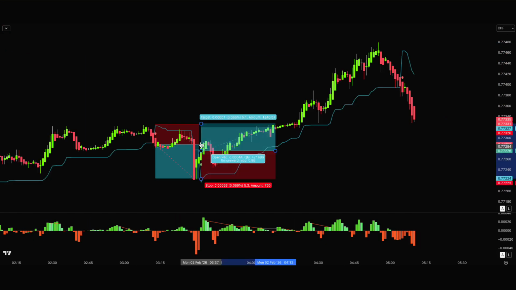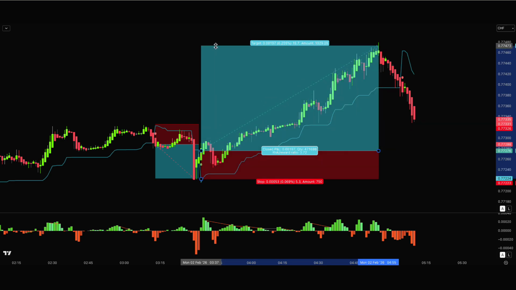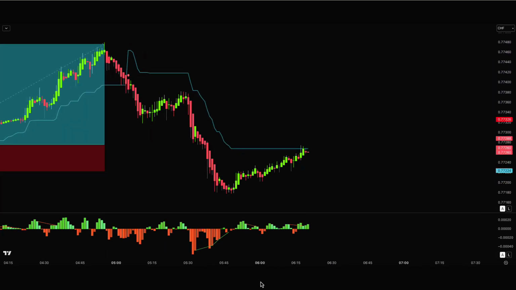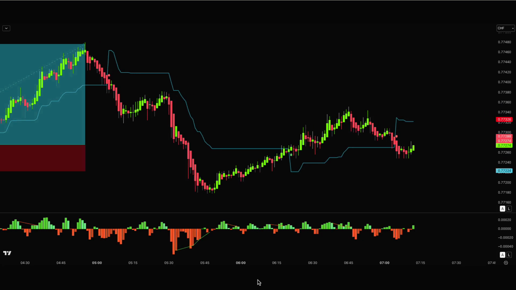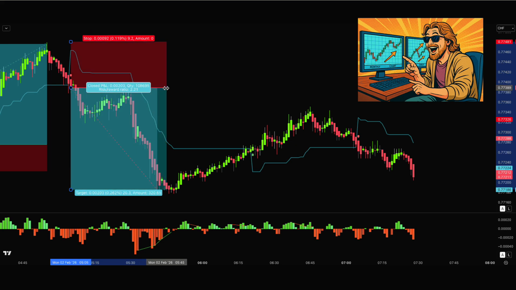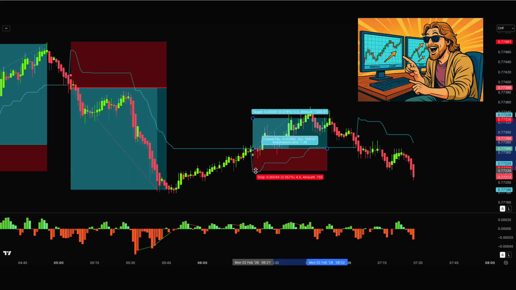But don't make the mistake most people make: blindly following signals. The real trick is simple. Wait for confirmation. When price reacts strongly from that zone, that's your entry. No overtrading, no guessing, just clean, high-probability setups.